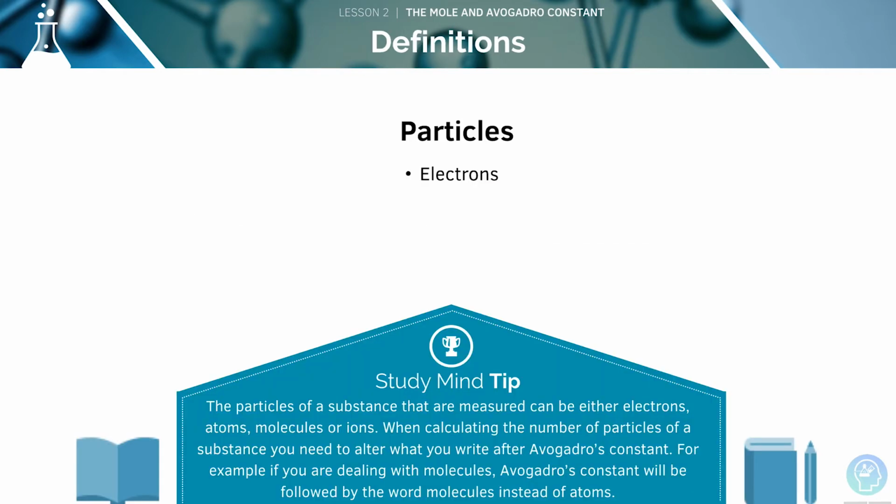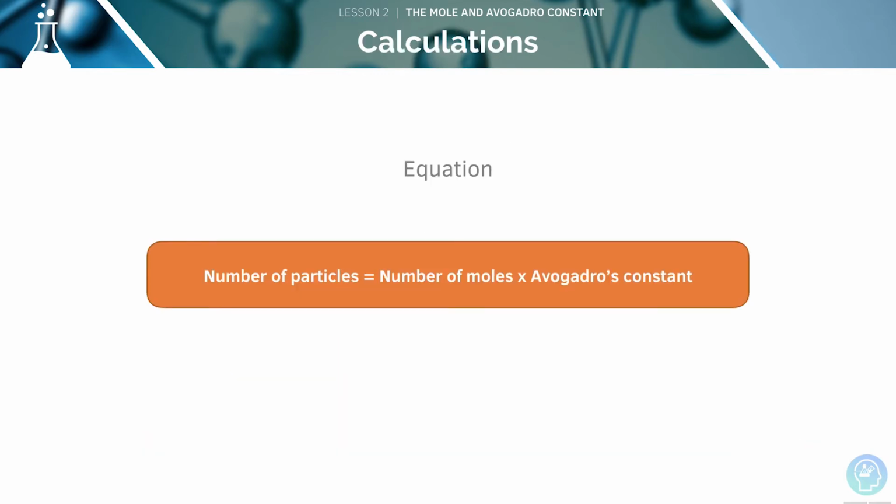Particles of a substance that can be measured can be either electrons, atoms, molecules, or ions. When calculating the number of particles of a substance, you need to alter what you write after the Avogadro constant. For example, if you are dealing with molecules, Avogadro's constant will be followed by the word molecules instead of atoms. It's helpful to learn the following equation as it helps to adjust your calculation depending on which pieces of information you're given. The equation is the number of particles equals the number of moles times the Avogadro constant.